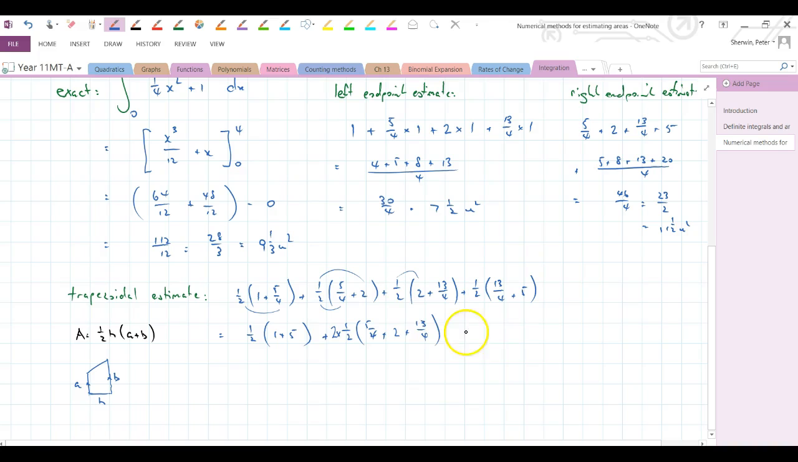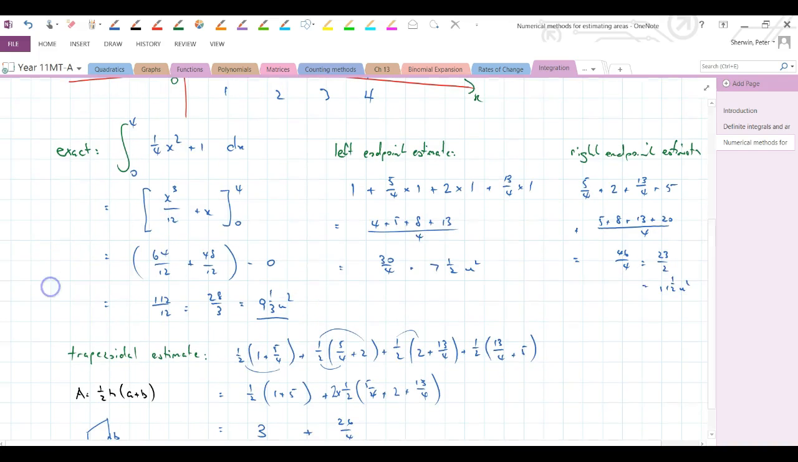So that simplifies: a half by 1 plus 5 is 3, a half of 6 is 3, and 2 times a half is 1, so now we've got 5 on 4 plus 8 on 4, plus 13 on 4, that's 26 on 4, plus 12 on 4, which is 38 over 4, equal to 19 over 2, which is equal to 9.5 units squared. 9.5 units squared, our best estimate yet. 9 1/3 is what we know to be exact. And there's our left and right endpoint estimates.